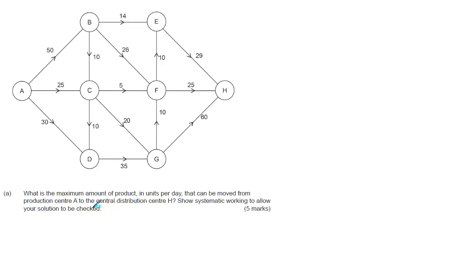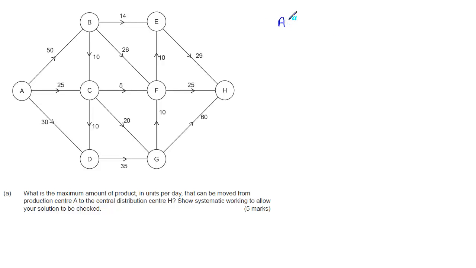What is the maximum amount of product in units per day that can be moved from the production center A to the central distribution center H? Show systematic working to allow your solution to be checked. So what we need to do is state each route that we use.